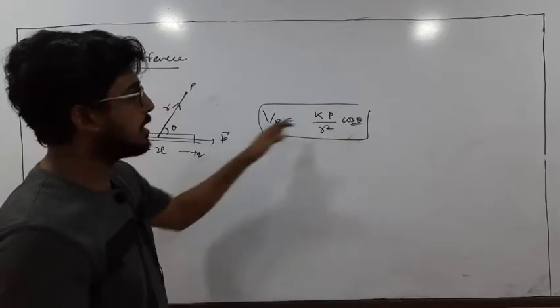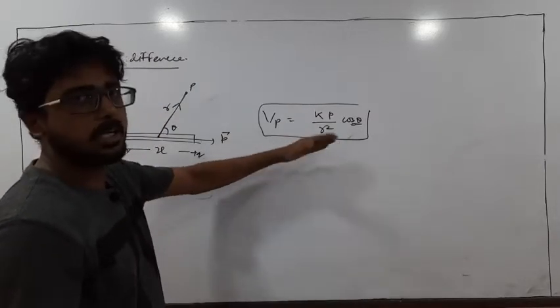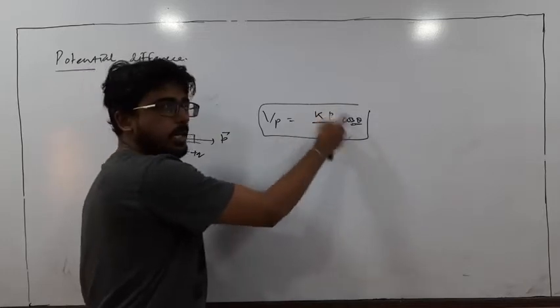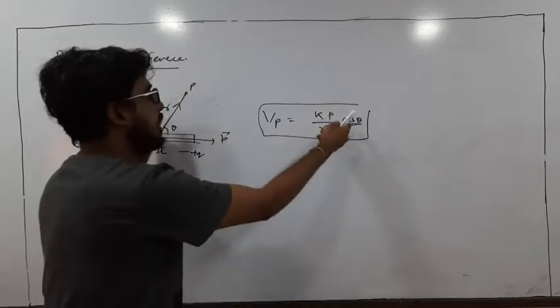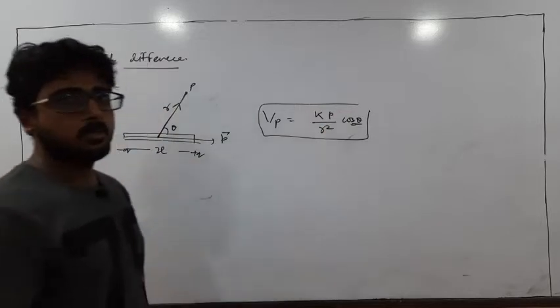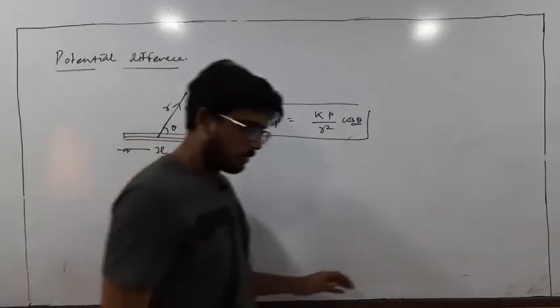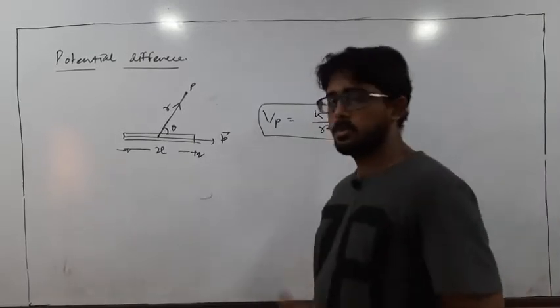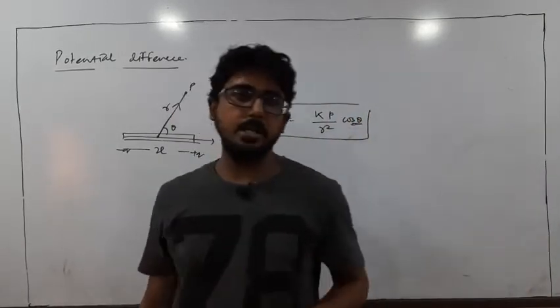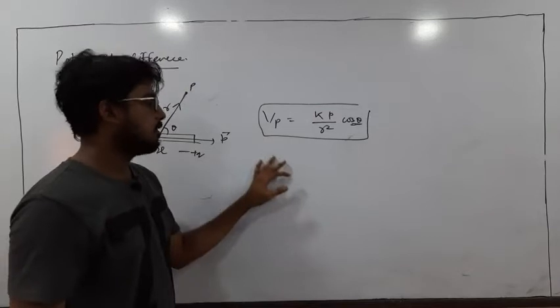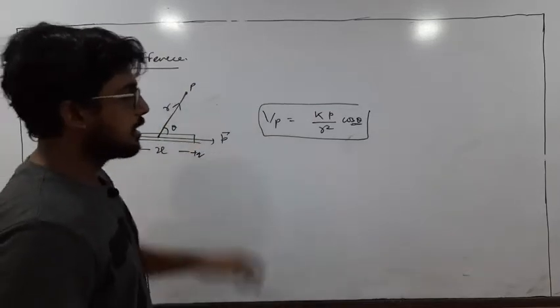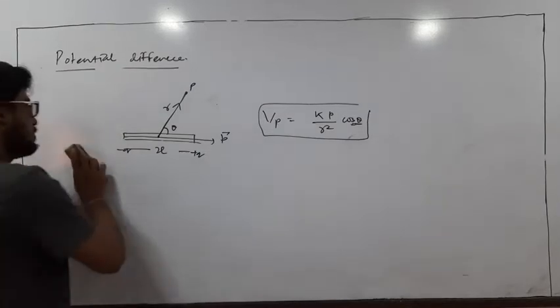From this we can easily calculate the potential for equatorial and axial points, because at axial theta is 0, so this will be Kp by r square, and for equatorial theta will be 90, so this term will become 0. So this is how to find the electric potential due to a dipole at an axial point, equatorial point, and any arbitrary point. Clear? And for the derivation, you can refer to the video that was sent to you earlier.